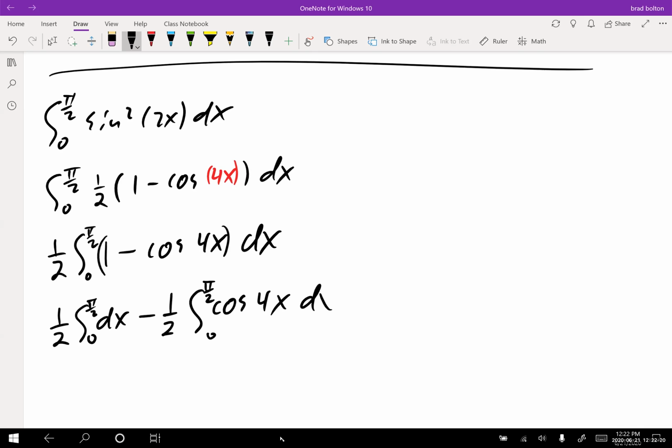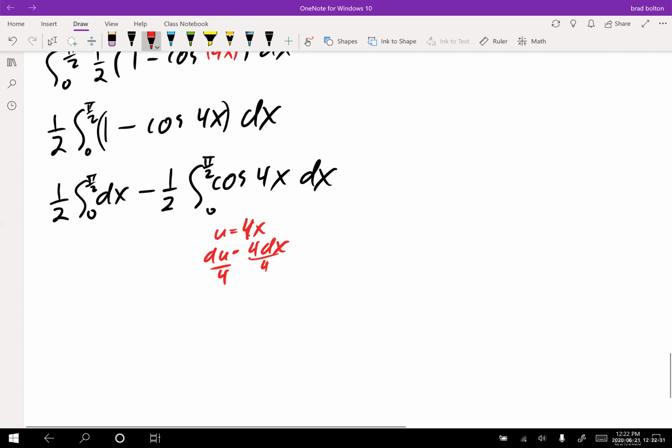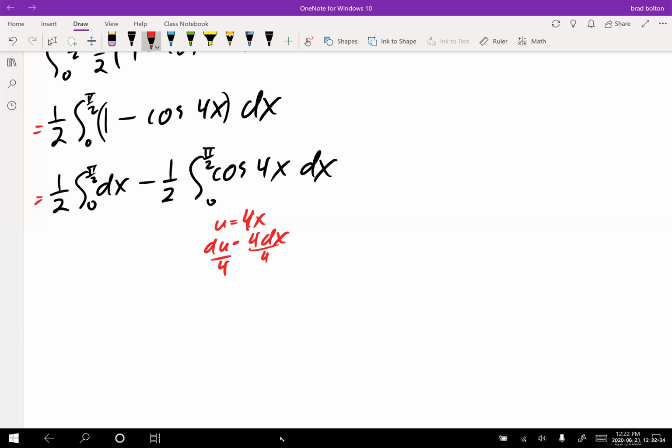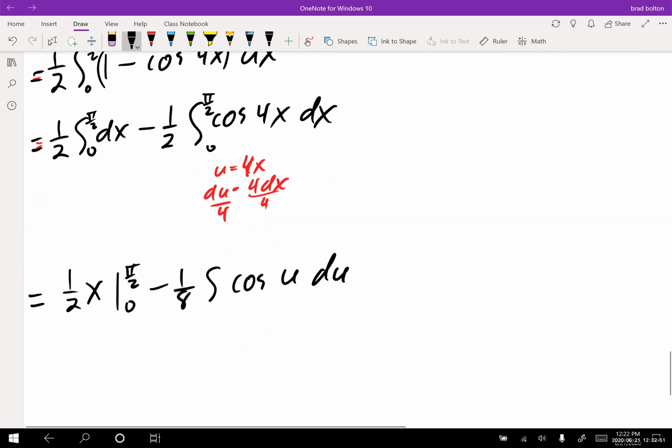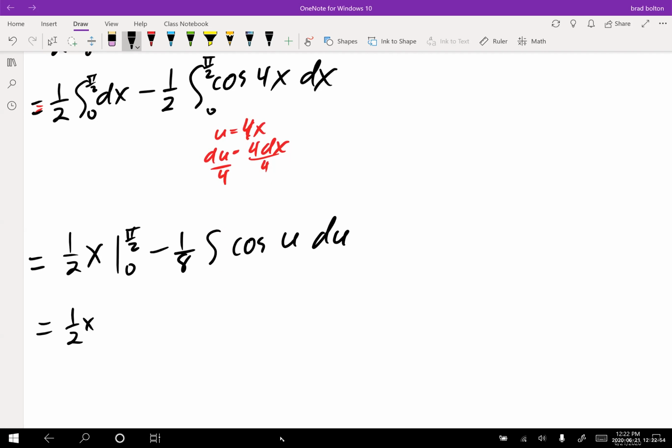So everything's good now. Then what we're going to do is a little u sub on this. So u is equal to 4x, du is equal to 4 dx, divided by 4. So right here, we're going to end up with 1/2 x from 0 to pi over 2, minus 1/8 times the integral of cosine of u du. So then we're going to keep going, 1/2 x, pi over 2. I won't plug in f of b minus f of a yet. So this will be minus 1/8.